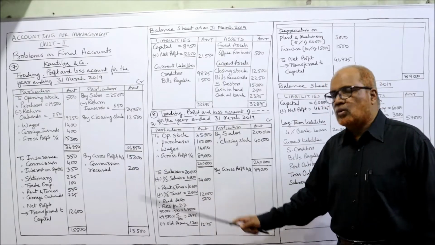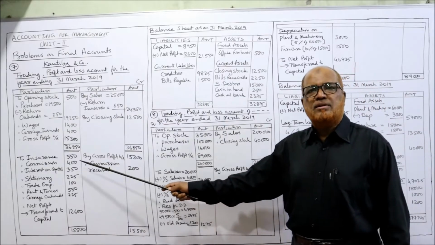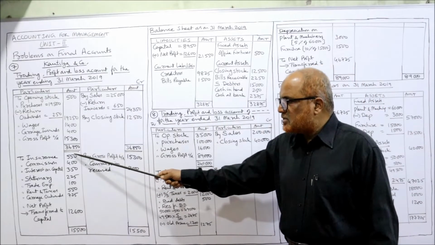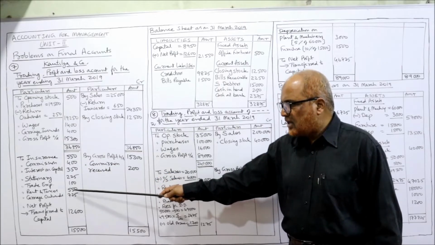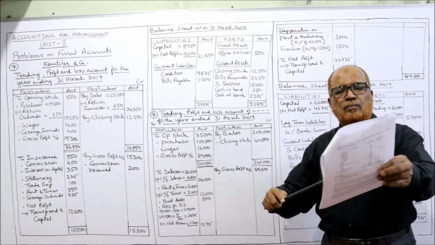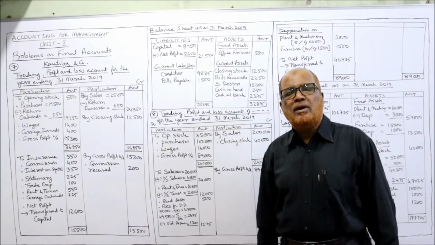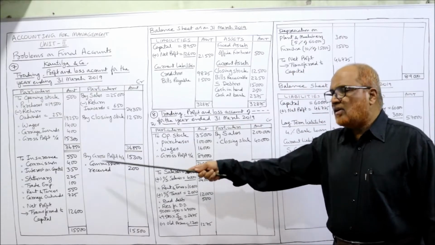So commission received 200. Only two items on the credit side. Remaining all items on the debit side. The debit side items are insurance, commission DR, interest on capital, stationery, trade expense, rent and taxes, carriage outward. Just now I told you all the items that will appear on the debit side of the profit and loss account.